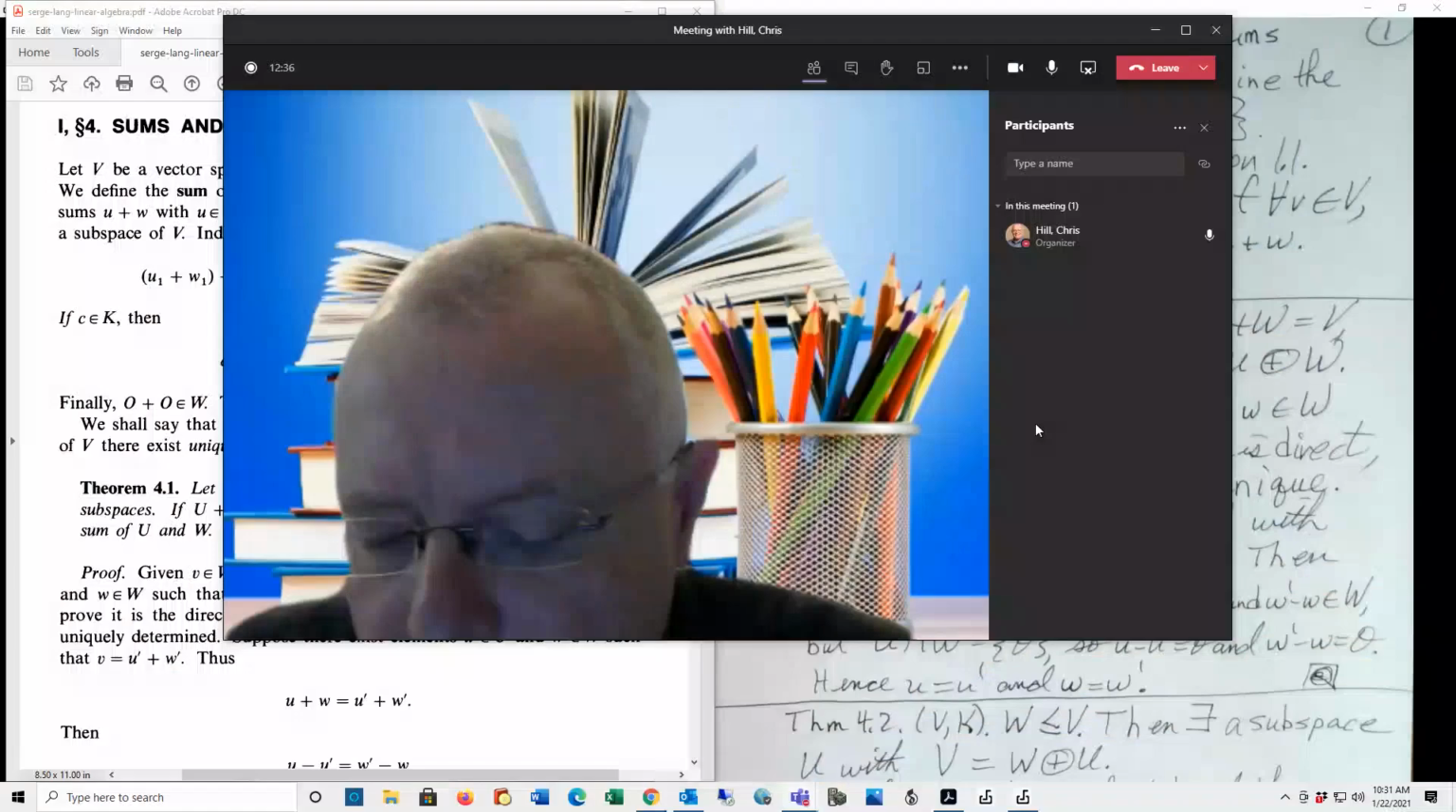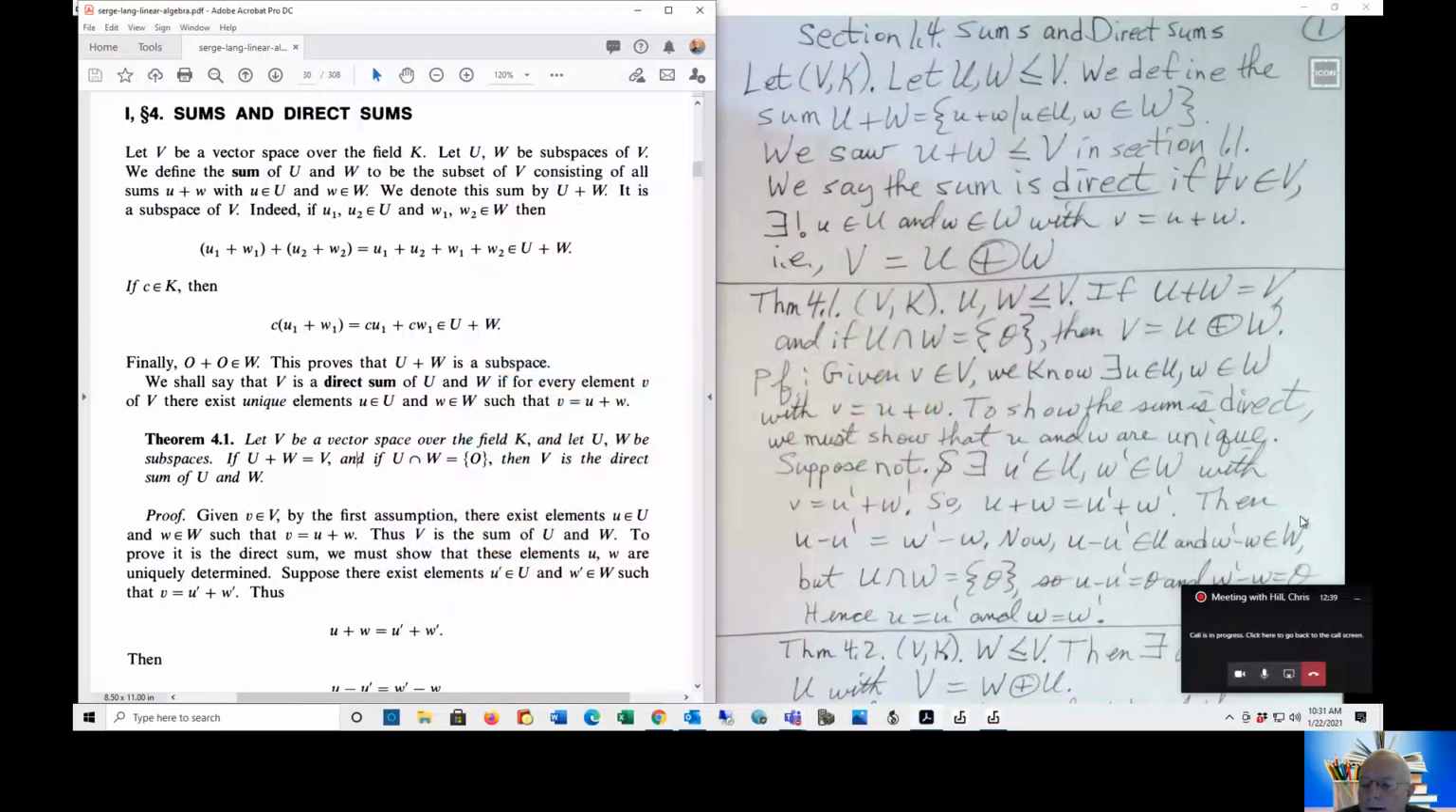Welcome to Linear Algebra, Section 1.4, Sums and Direct Sums. In this section, we extend the notions of the sum of two vector spaces and the product, or what we normally call the cross product, or direct product of two vector spaces.